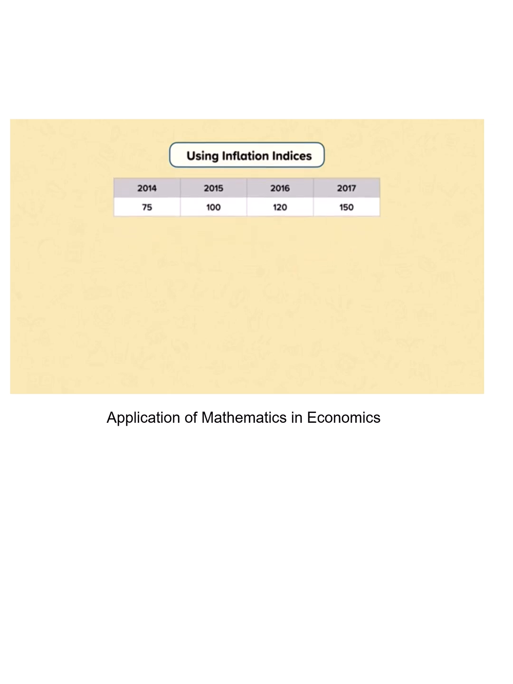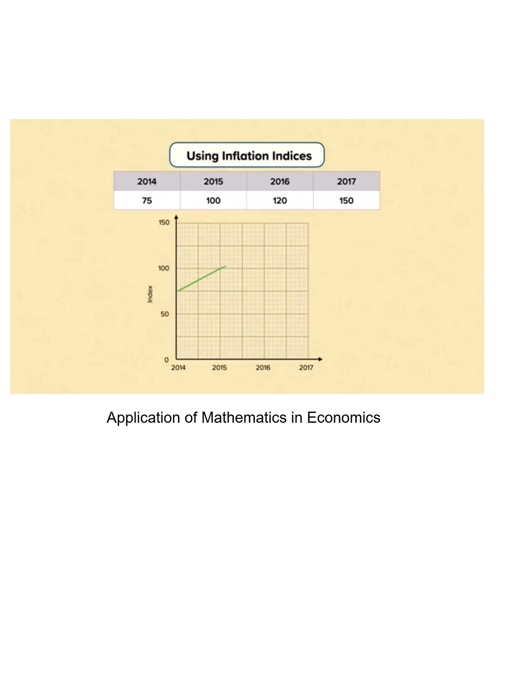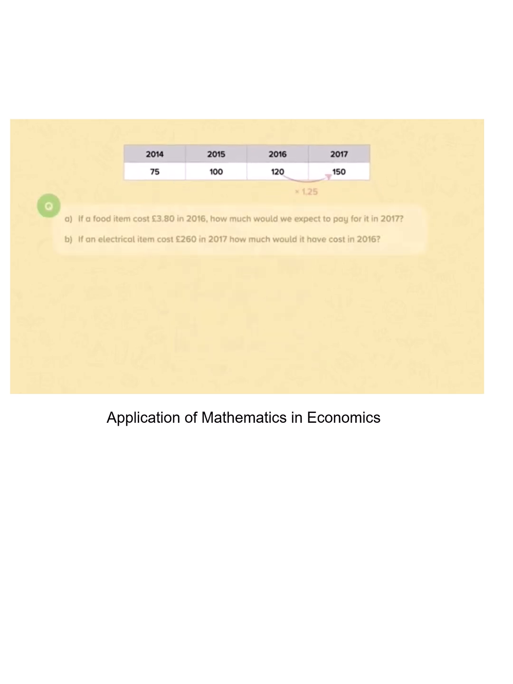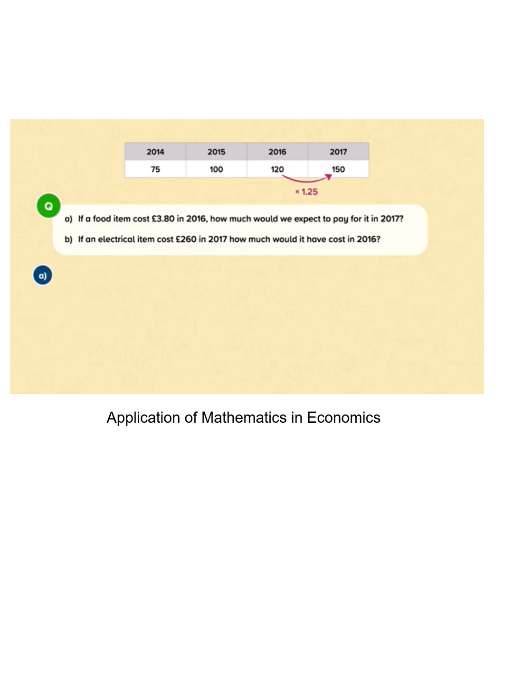Sometimes the information is presented to you in a graph. The information is exactly the same, except you have to read off the graph to obtain the value. Let's look at a question together. Part A asks us if a food item cost £3.80 in 2016, how much would we expect to pay for it in 2017? We already know the multiplier between 2016 and 2017, so we use this with price. 3.8 multiplied by 1.25 is 4.75, so the item would have cost £4.75 in 2017.